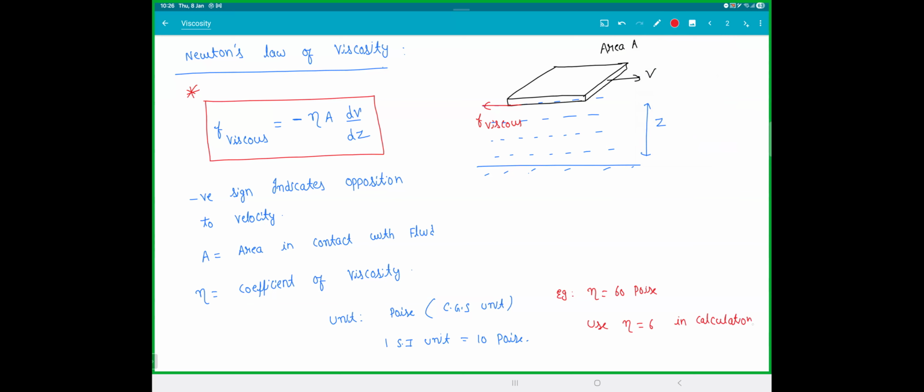If you don't care about that, you'll get an error of a power of 10. So one SI unit is 10 poise. And you will notice there's a quantity called dV by dz. This is called the velocity gradient. Anything that changes with position is called a gradient. Now for thin layers, if you take the liquid to be a very thin layer, you can approximately say dV by dz becomes delta V by delta Z, which is the relative velocity between two layers.